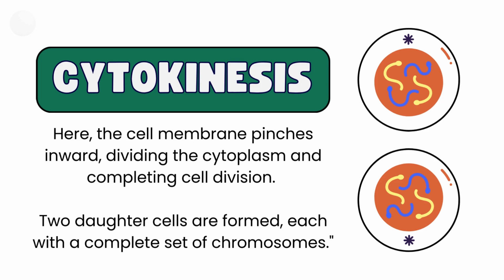And there we have it. Two identical daughter cells, each capable of entering interphase and repeating the cycle of life. Mitosis is a remarkable testament to the elegance and efficiency of cellular processes. Although not technically part of mitosis, cytokinesis is crucial for the final separation of the two daughter cells. The cytoplasm divides, resulting in two genetically identical cells.